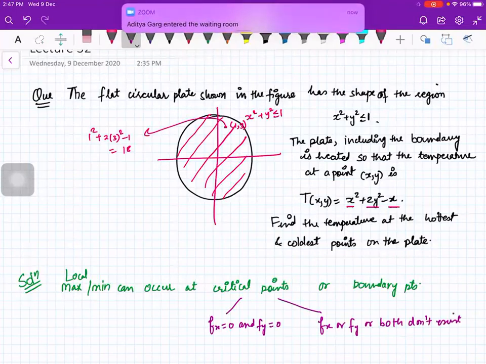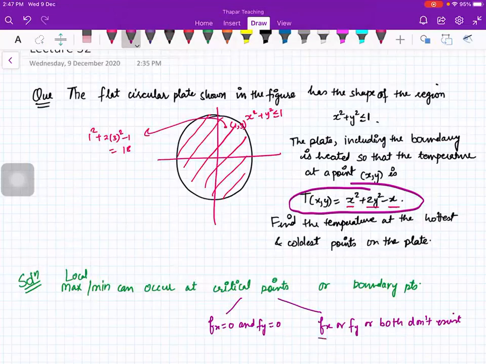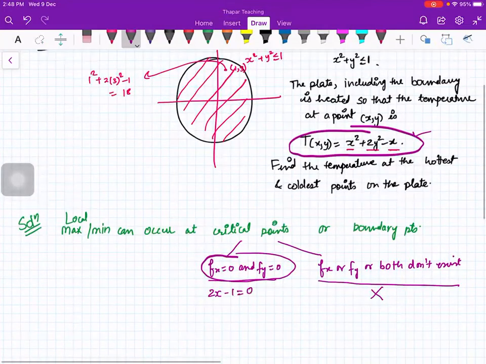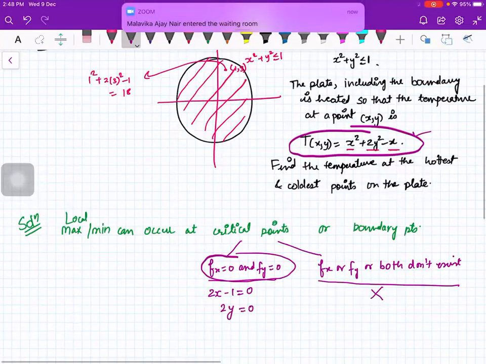Now if you look at your function x square plus 2y square minus x, the function being a polynomial is nice and the derivatives will exist everywhere. So no such point for this particular function, and we will just have critical points where fx is 0 and fy is 0. So you have 2x minus 1 equal to 0 and 2y equal to 0. From here you get x equal to half and y equal to 0.